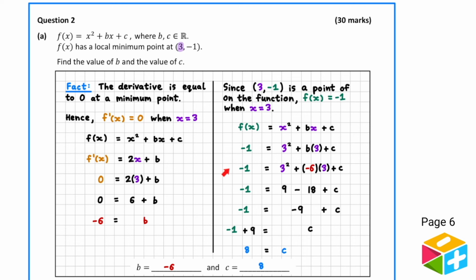Now let's simplify. 3 squared is 9, and minus 6 times 3 is minus 18. We can clean up further on the right. 9 minus 18 is minus 9. From here, we add 9 to both sides, and then perform the calculation on the left to get our answer. c is equal to 8.